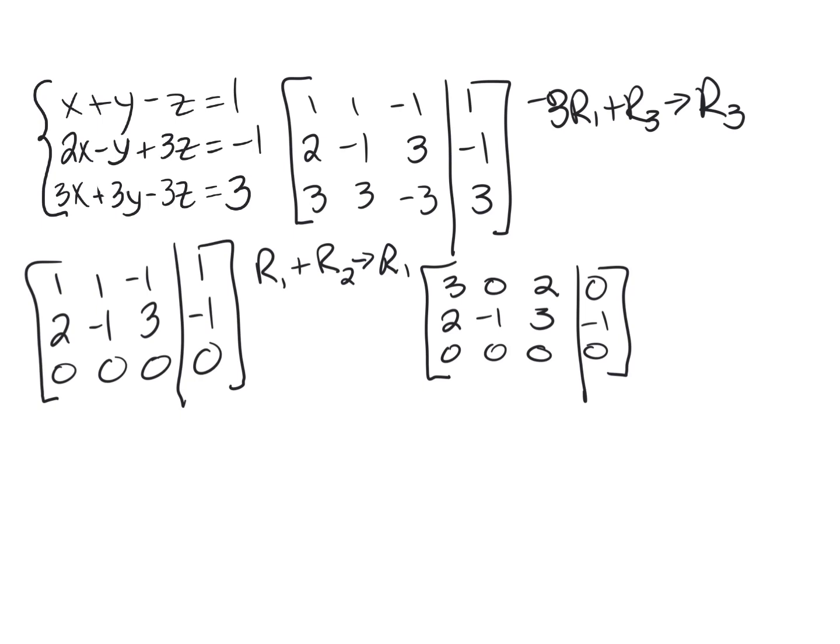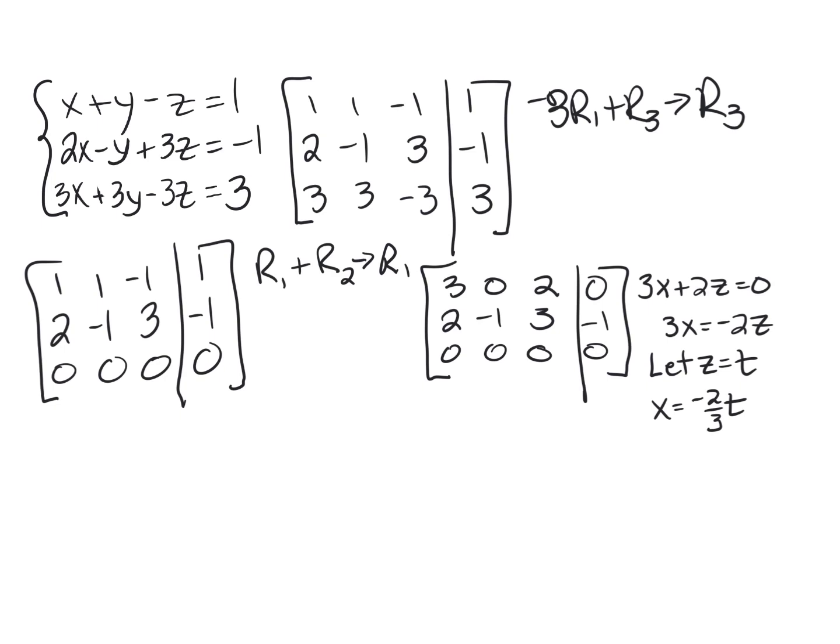So look at the top row here. 3x plus 2z equals 0. So 3x equals minus 2z. So if I let z, and you can do this any way you want, but if I let z equal t, then x is going to equal negative 2/3 t. All I did was divide by 3 and replace the z with the t.